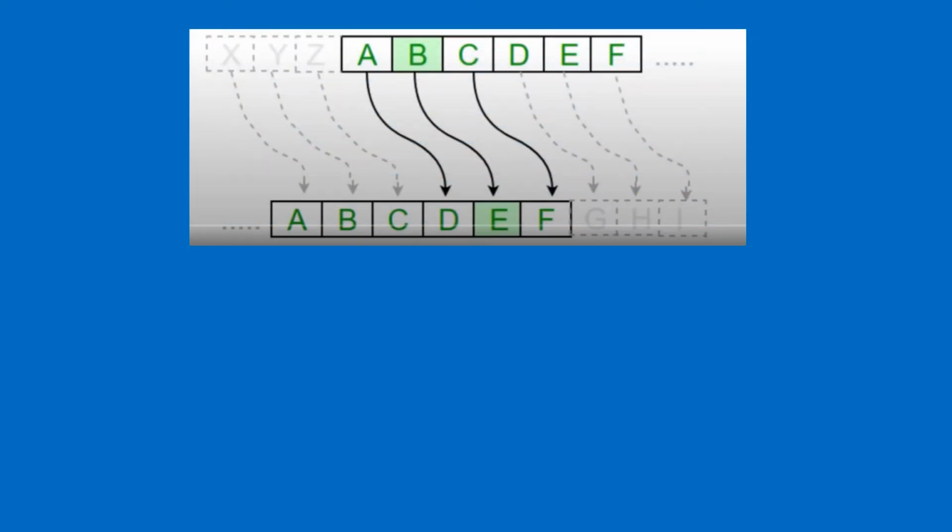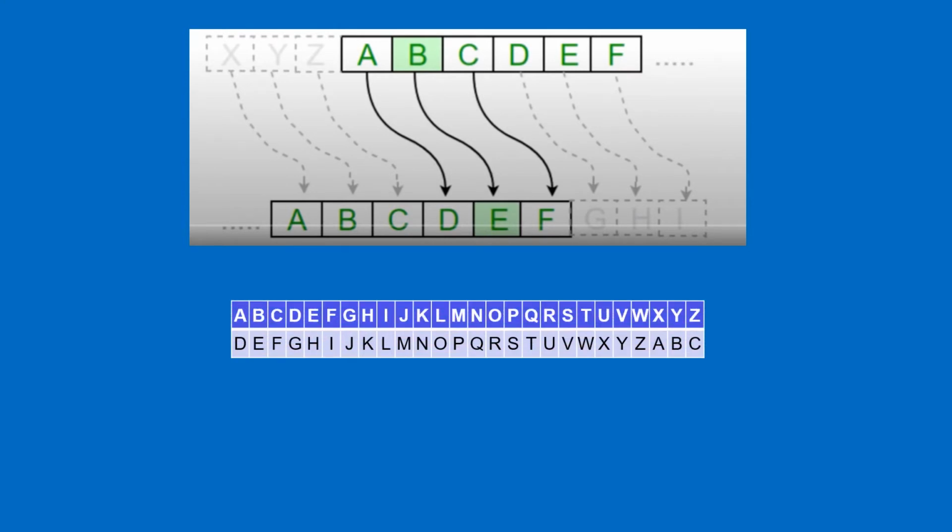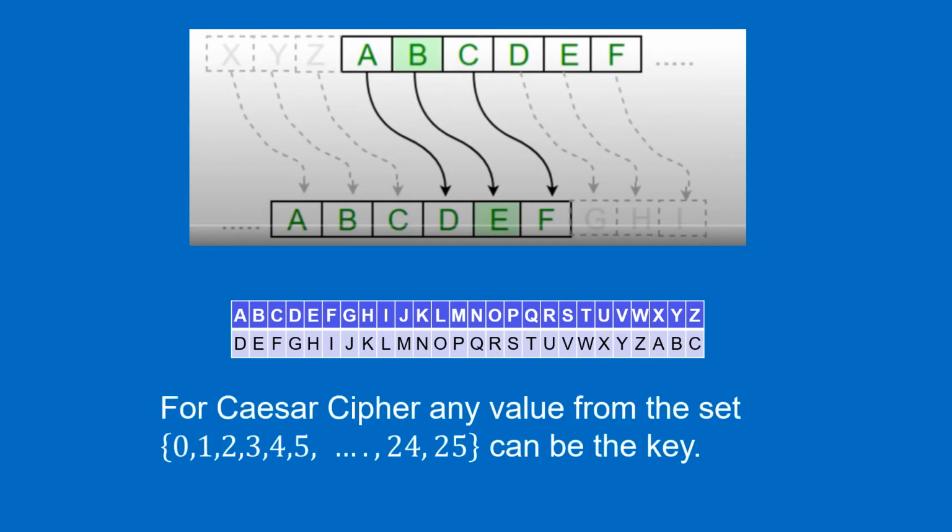Suppose the letter A is shifted by 3 letters, and it will be written as D, and B will be encoded as E, and C will be encoded as F. So for the alphabet A through Z, if you are shifting it, you may have the encrypted message as given in this table.